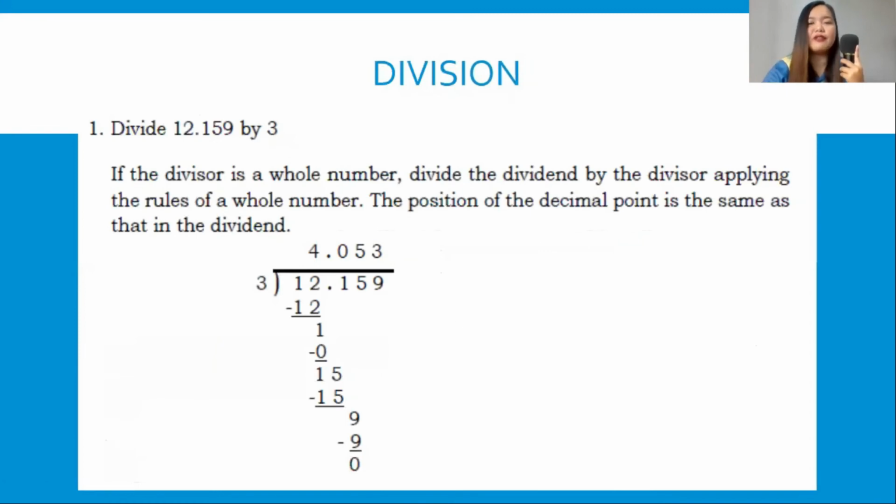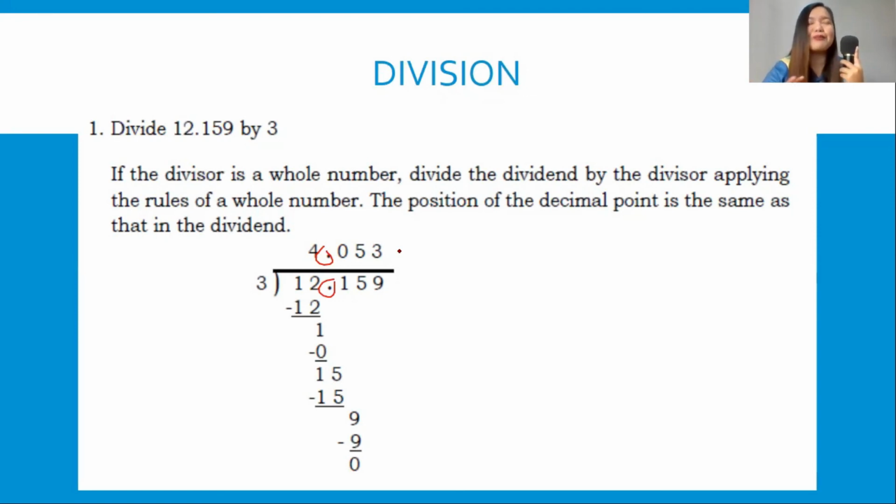And then in dividing decimals, okay, this one. If the divisor is a whole number, divide the dividend by the divisor, applying the rules of a whole number. The position of the decimal point is the same as that in the dividend. Take note, we align the decimal points in here. Aligned. And then proceed to the usual division, that one now. And that's the answer.